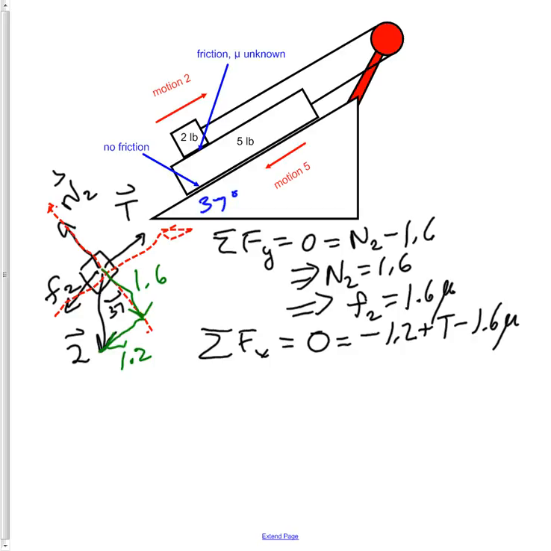So let's take stock of what we have now. We have two equations, but we have three unknowns, N2, T, and mu. We have found out what N2 is, but we don't know what T or mu are. And so we're going to hang on to this equation, and we're going to see if we can find another equation which involves these three unknowns, or maybe we'll even get more unknowns, who knows.